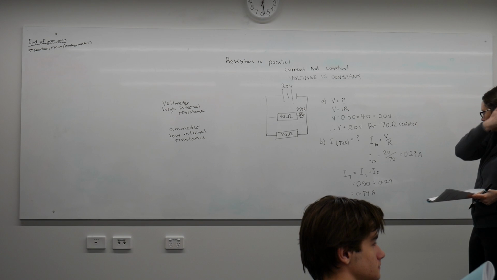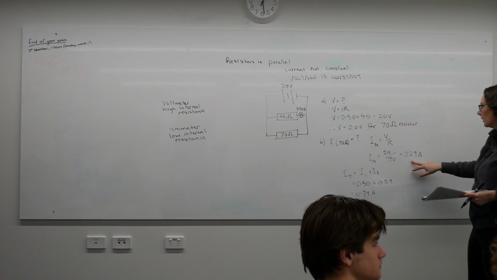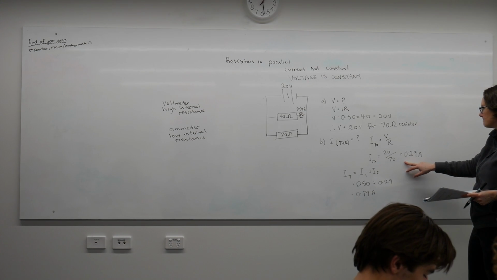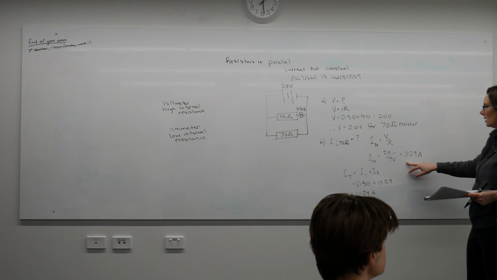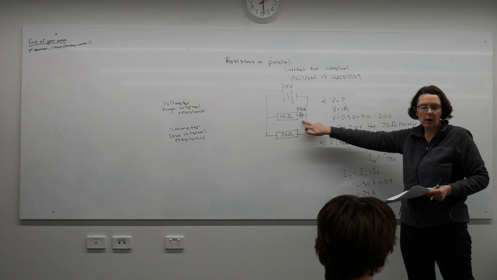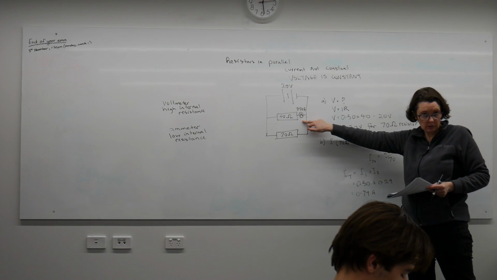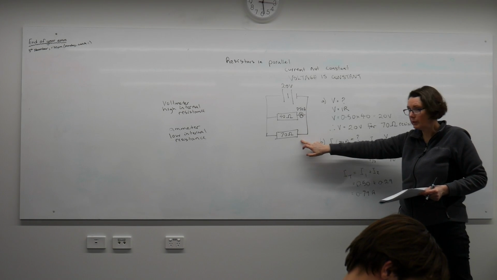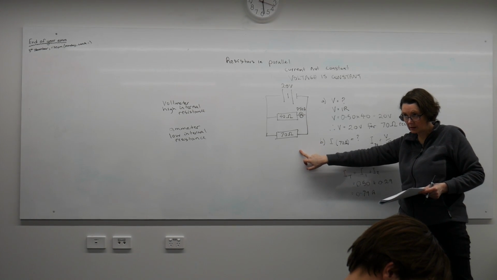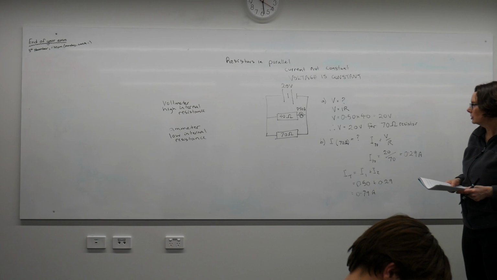And if we double check, we see that a higher current is still going through the lower resistance, 0.5 here, 0.29 there. That makes sense. So we can just double check.